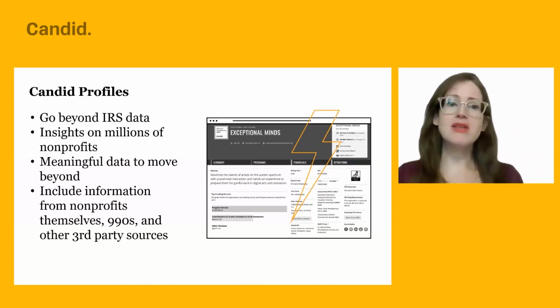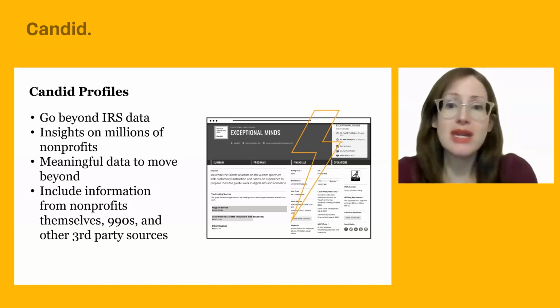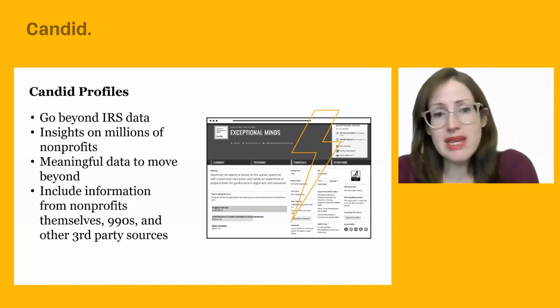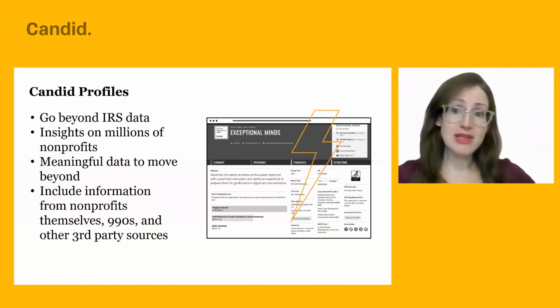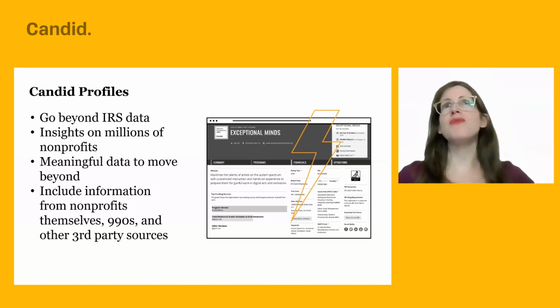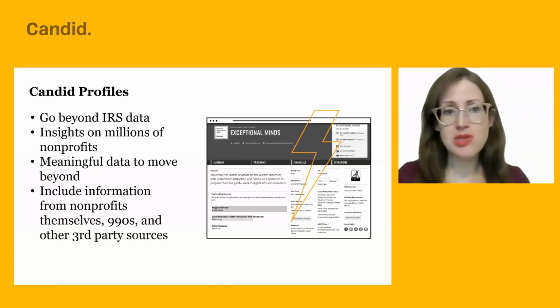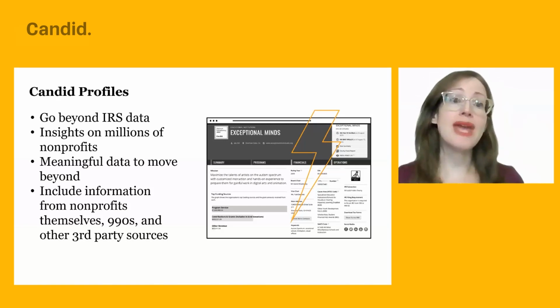GuideStar is a comprehensive database of all 1.8, almost 1.9 million active nonprofit organizations in the United States. If you are a nonprofit organization, there's a pretty good chance that you are already on GuideStar. Even if you have never seen your profile, even if you have never touched your profile, chances are, with not that many exceptions to the rule, that you already exist on GuideStar through Candid.